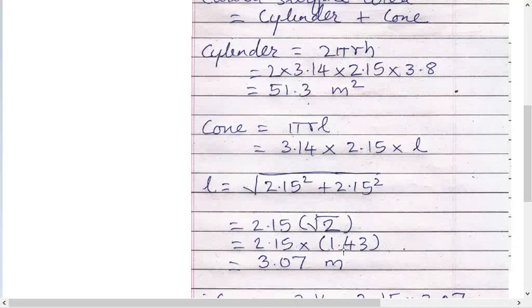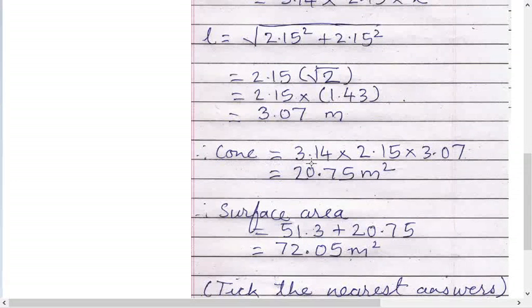Root 2 is 1.43. Remember, these two values you always have to remember. Root 2 is 1.43 and root 3 is 1.72. Okay. So 2.15 into 1.43, multiply this, you will get 3.07. This is the slant height. Right? So cone is what? Surface area pi r into slant height. So it will be 3.14 into 2.15 into 3.07. Multiply this, you will get 20.75.